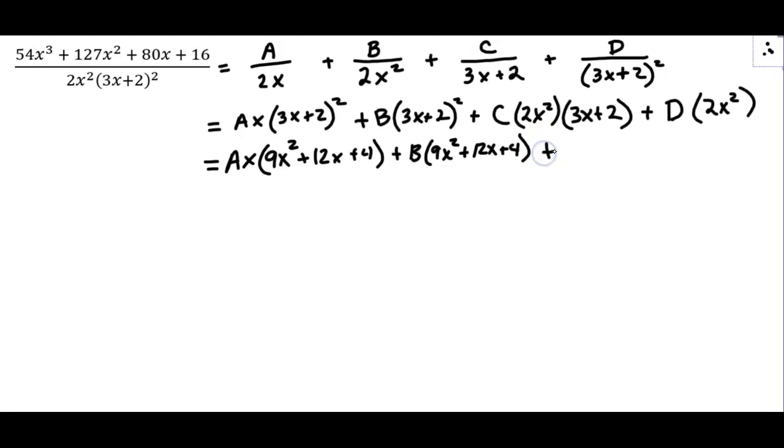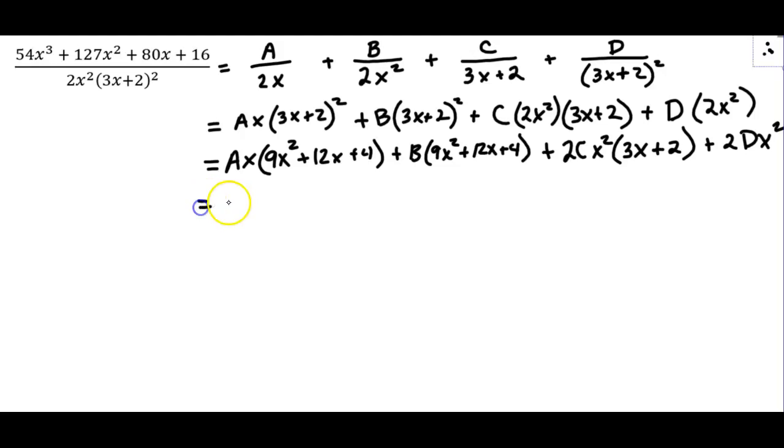Plus, now it's going to be 2cx squared times 3x plus 2. So I still have some distributing to do. And then finally, my last term is going to be 2dx squared. I try to keep the numeric coefficient in front, then the a, b, c, d next, and then the x term. Okay, so that just helps me keep things straight.